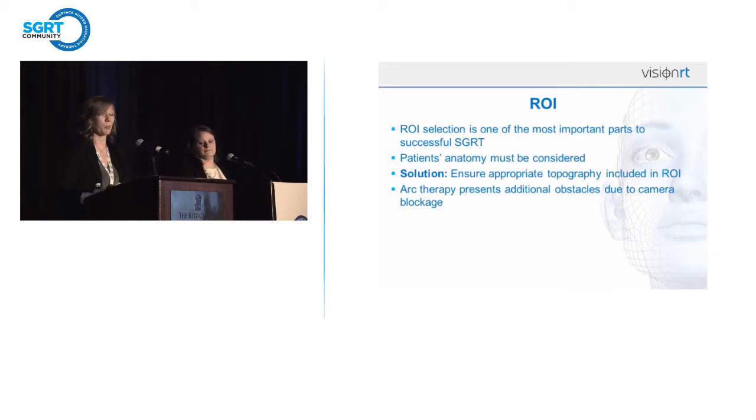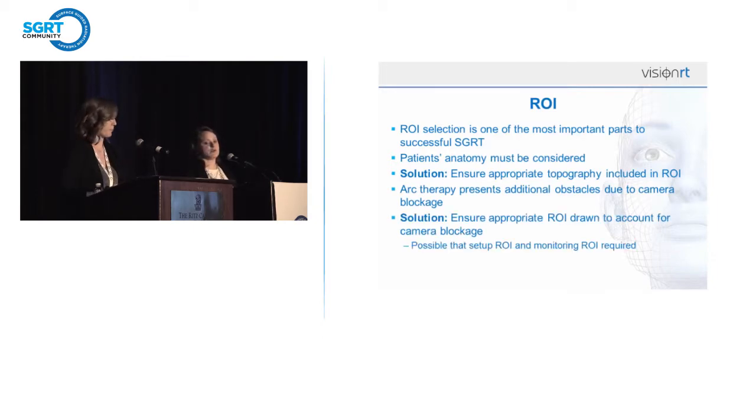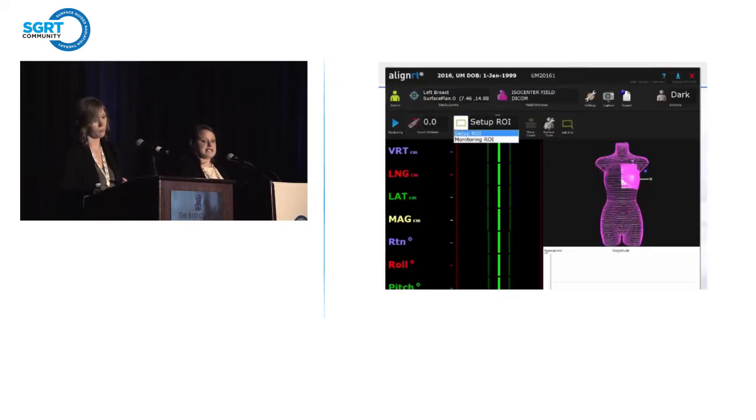ARC therapy is going to present additional obstacles due to camera blockage. So again, our solution is to ensure appropriate ROI is drawn to account for the camera blockage. And it might be possible that you create a setup ROI and a monitoring ROI. So in this case, we have our setup ROI that's just the area of maybe what we're treating. Maybe this is a left chest patient, left-sided lung patient. So we might just decide to use that ROI for our setup.